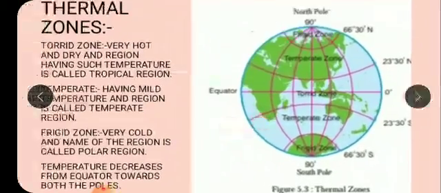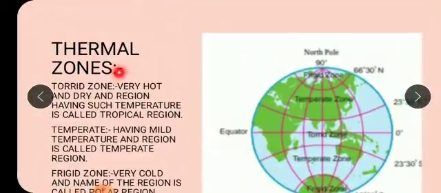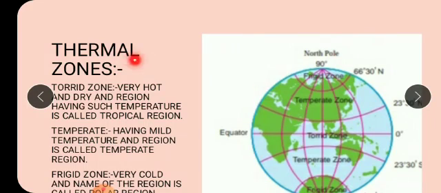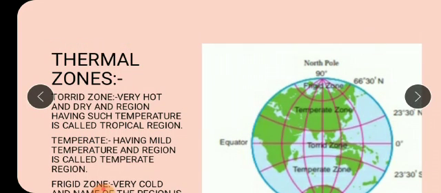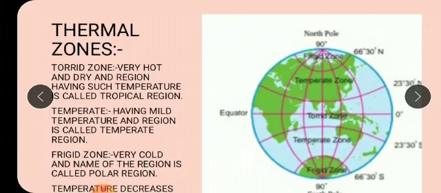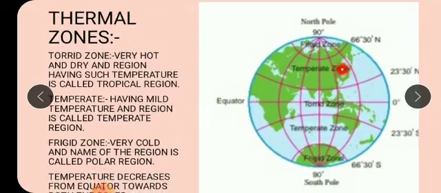And because of this difference in temperature, we get different thermal zones. What is the meaning of these thermal zones, children? Thermal means different temperature zones, different temperatures, different heat. Like on the equator just now we saw maximum temperature. As you go higher up, temperature keeps on decreasing, temperature becomes lower and lower as you move up. Okay, this is another diagram. See, different temperature zones you get.